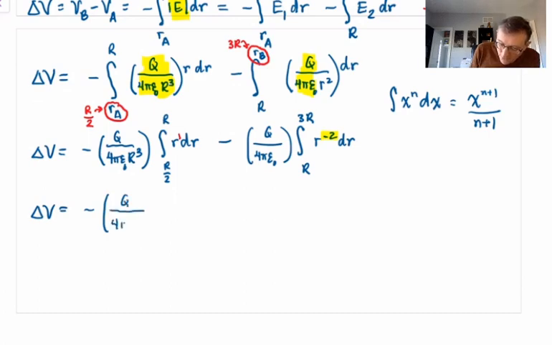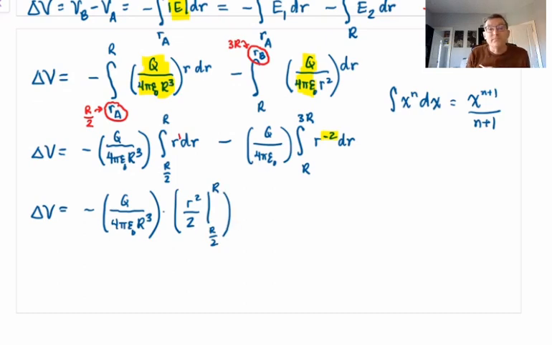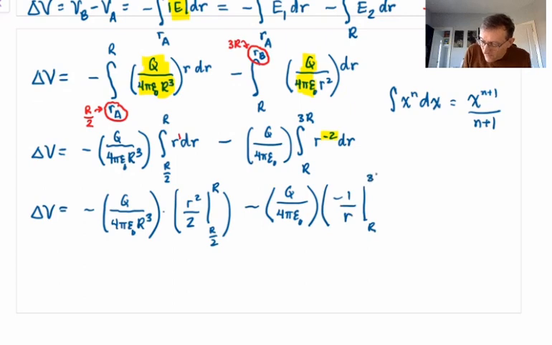So negative q over 4 pi epsilon 0 big R cubed. Okay, then for the integral I get little r squared over 2. And then there are the limits. All right, then minus q over 4 pi epsilon 0. Okay, the second integral will be r to the minus 1 power over minus 1. That's this, minus 1 over r, between big R and 3 big R.